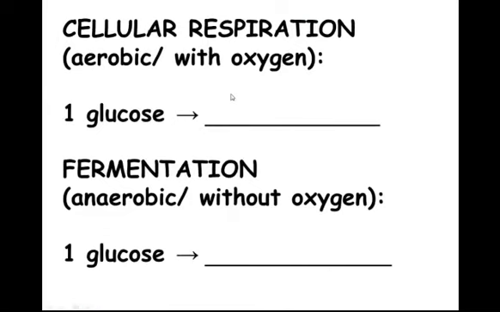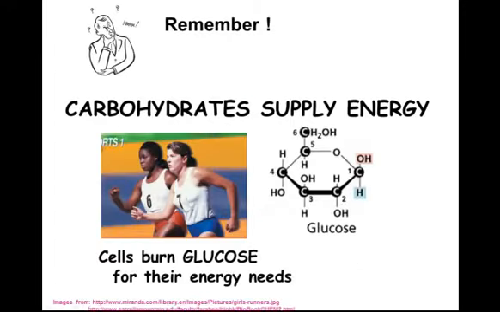So cellular respiration, aerobic with oxygen, one glucose is going to net us 36 ATPs. Compared to fermentation, remember with fermentation without oxygen, one glucose only got us 2 ATPs. So doing respiration with oxygen is a way better way to make power molecules than running fermentation. We get way more ATP burning our sugar with oxygen than we do with fermentation.